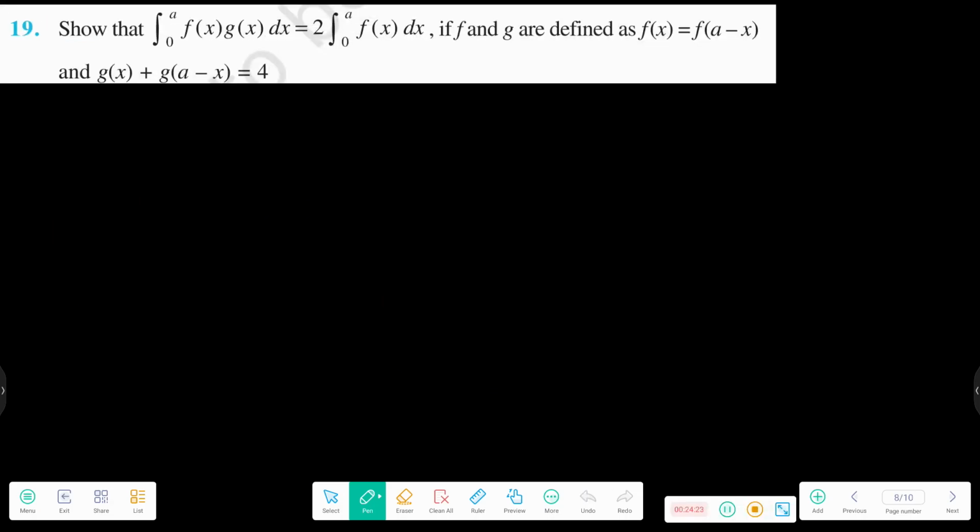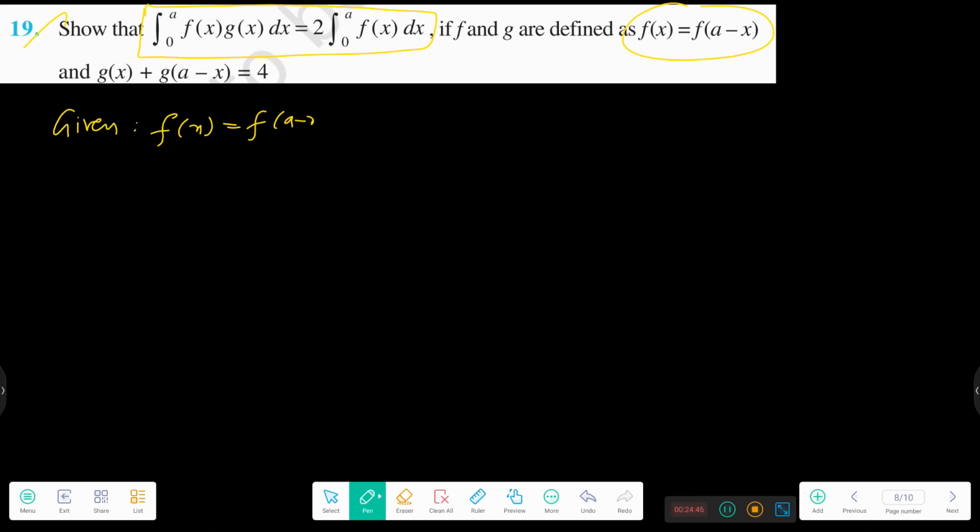Okay. Guys, listen, ma. Question number 19. Children, they asked to prove this one. Show that left hand side equal to right hand side. They asked to prove, and they have given some conditions. What is given? Given is f of x is equal to f of a minus x, 1 is given, and one more condition they gave, g of x plus g of a minus x is equal to 4. f and g are functions and these two conditions are given.